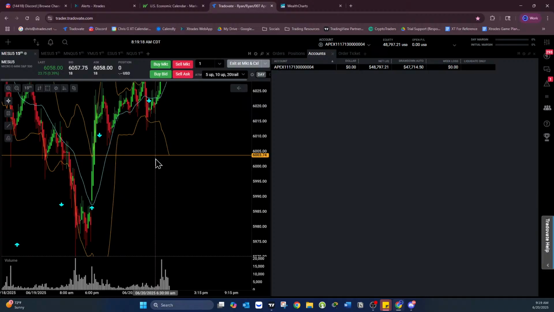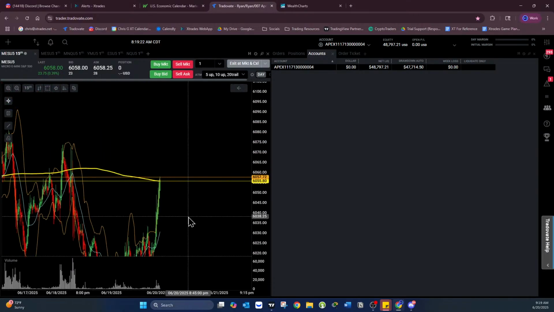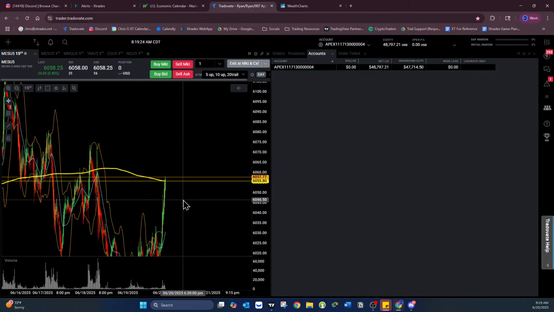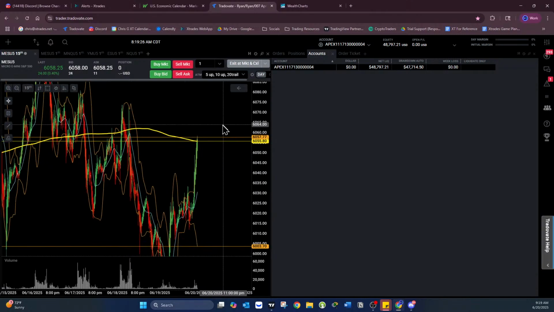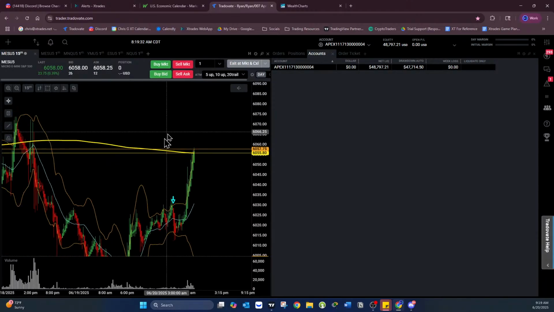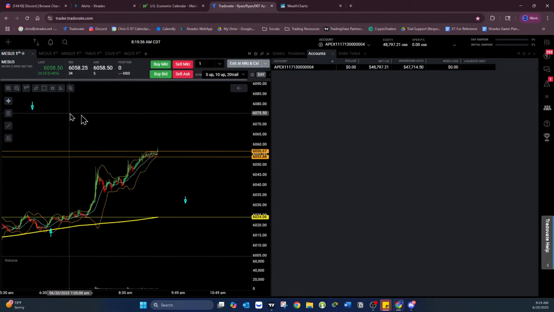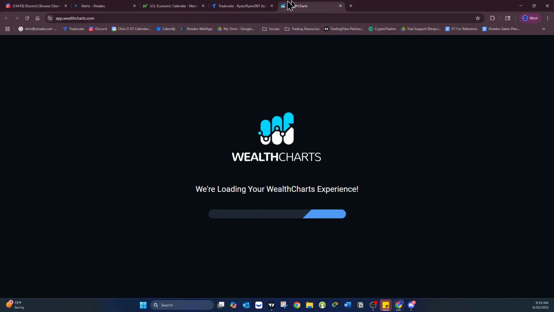Yo, trading futures in the pre-market, like before that data comes out, even if you take a couple of quote unquote lottos, you can easily have a really good day with futures just in the pre-market alone. So does Wealth Charts look like this too? And it's still loading.